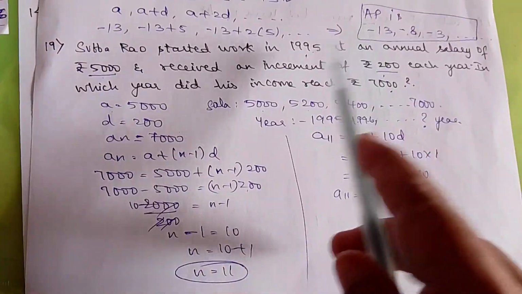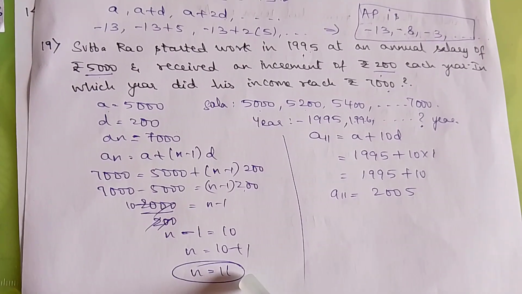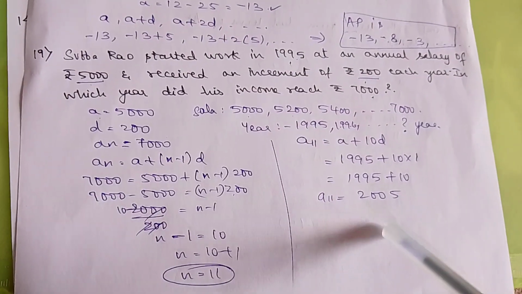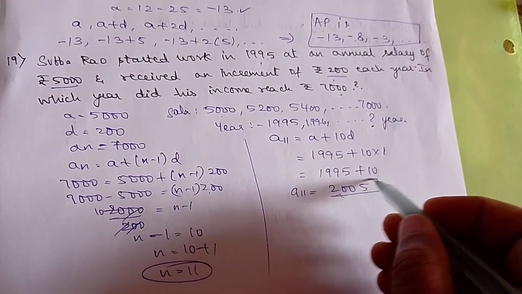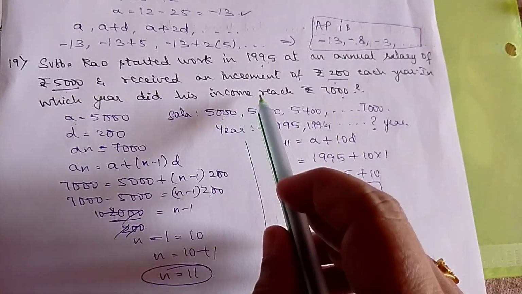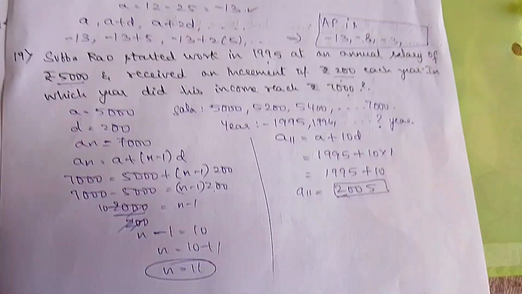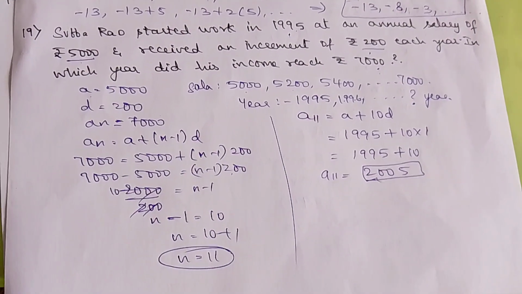Now you might make a mistake. 1995 plus 11, if you add, you will get 2006. But that is not the solution. That is not the right way. This is the right way you have to do. So in 2005, his income reached rupees 7,000. Let us do the last problem and complete this exercise.